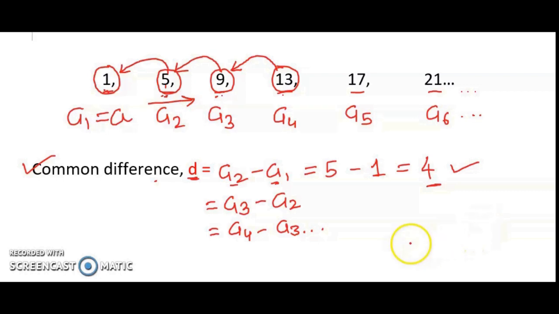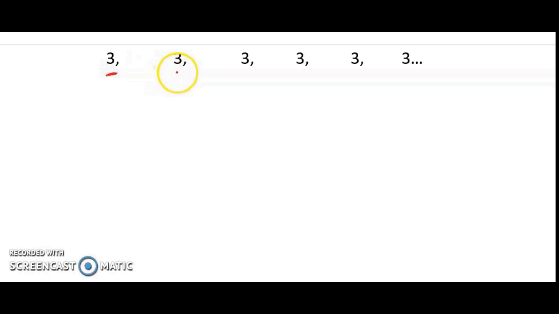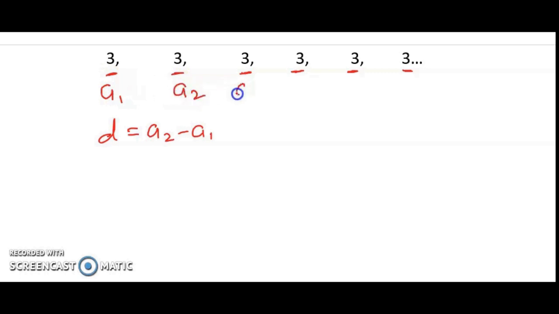So in arithmetic progression, the common difference may be positive or negative, and sometimes it may be 0 also. For example, if I give you one more series here, and you calculate the common difference, you can see the difference between consecutive numbers is 0. A1 is 3, A2 is also 3, A3 is also 3. All the terms are equal. It means the common difference is 0.